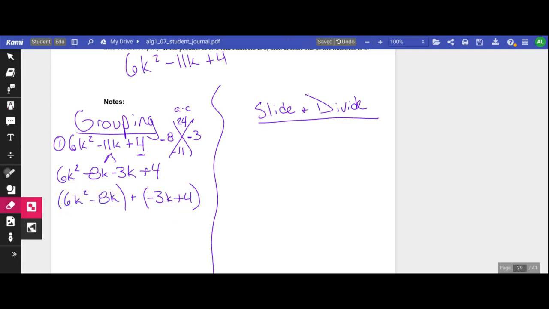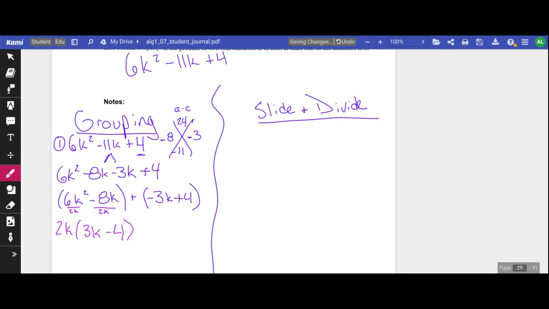So first off, this is like the factoring we started doing 2 weeks ago, where I'm thinking, what can I divide out of both of these terms? Well, a 2 is a common factor here, so I can divide out a 2. And I've got a k on both of these terms, so I can divide out a 2k. So 6k squared, if I divide this by 2k, I'm going to be left with 3k. And then negative 8k, same thing, divide by 2k, and I'm left with negative 4.